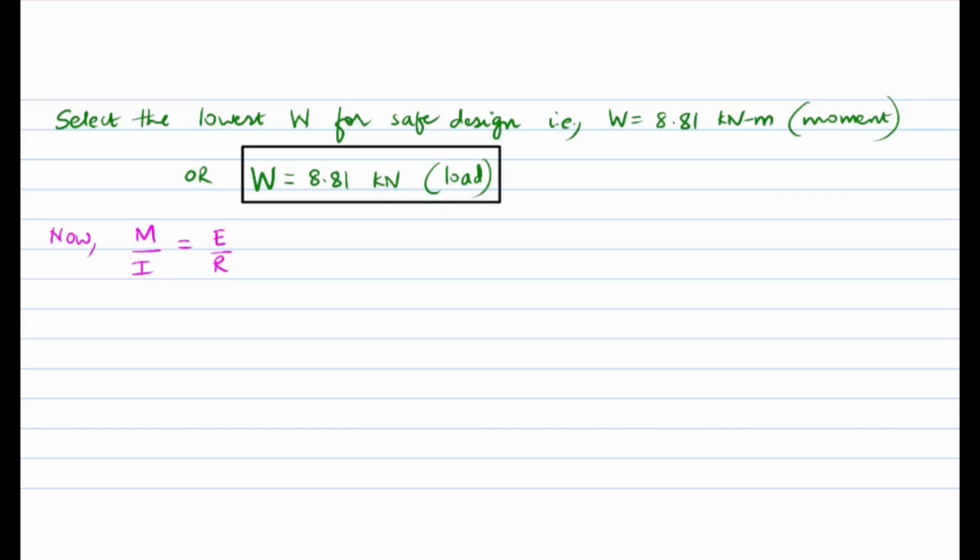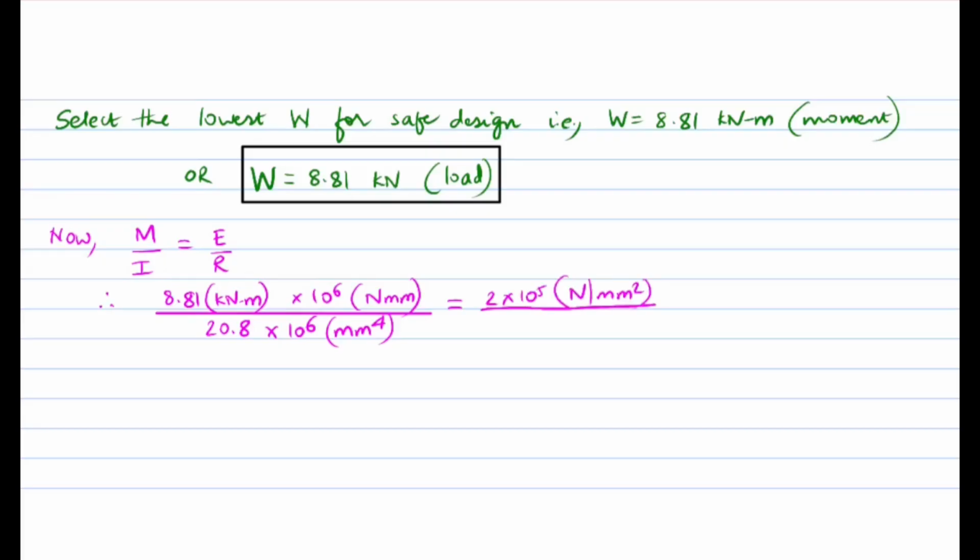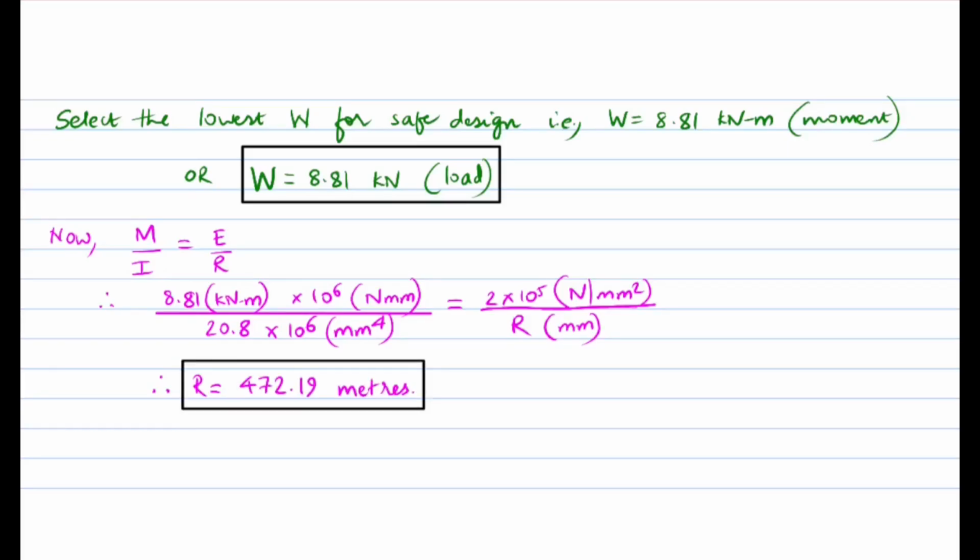Now to estimate the radius of curvature R, we use the other part of the flexure formula, that is M over I equals E over R. Therefore R equals E times I over M, which is found to be 472.19 converted to meter units. To summarize, we have maximum W equals 8.81 kilonewtons and radius of curvature R equals 472.19 meters.